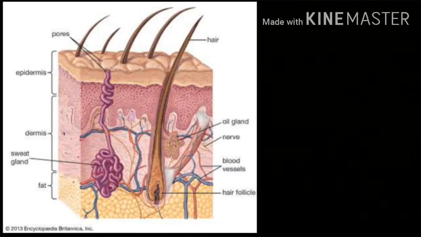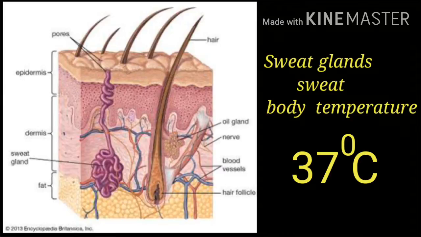Skin, lungs. Skin: sweat glands are present on the skin. They secrete sweat in the form of salt, water, urea, ammonia and lactic acid.